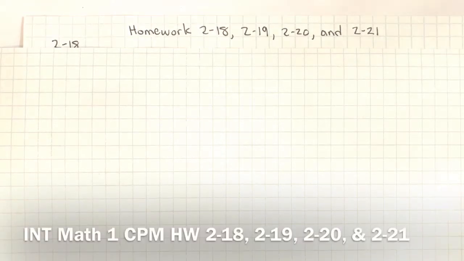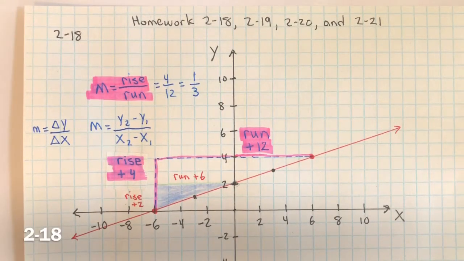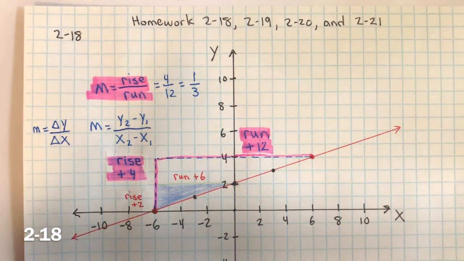This is the homework for 218, 219, 220, and 221. For problem 218, you need to calculate the slope of the line shown on the graph.